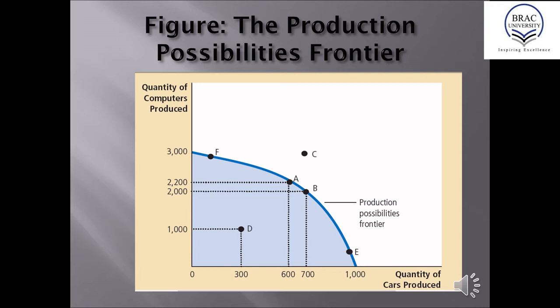You can also see that at point A we are producing 2200 computers and 600 cars, and at point B we are producing 2000 computers and 700 cars. Points F, A, B and E all are efficient and are on the PPF. Points inside the PPF, such as point D, are again possible but not efficient because we have more labor to produce more cars and computers. Similarly, points like C, like before, are very efficient but not attainable because the country doesn't have enough labor resources to produce at that particular point.